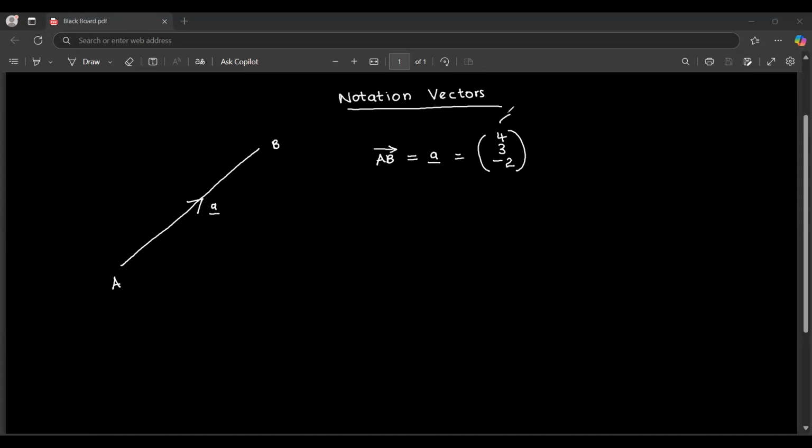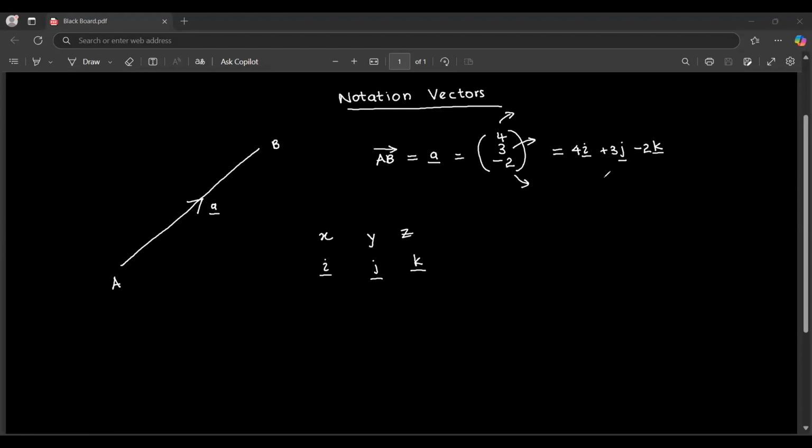And I said this is the x-axis, this is the y-axis, and this is the z-axis. But normally when we are speaking about vectors, we don't talk about x, y, z. Instead, we speak about i, j, and k. Just the letter changes, but it's literally the same thing. So here you can write this as 4i plus 3j minus 2k. This is how you have to write this vector if you're going to write in this format.